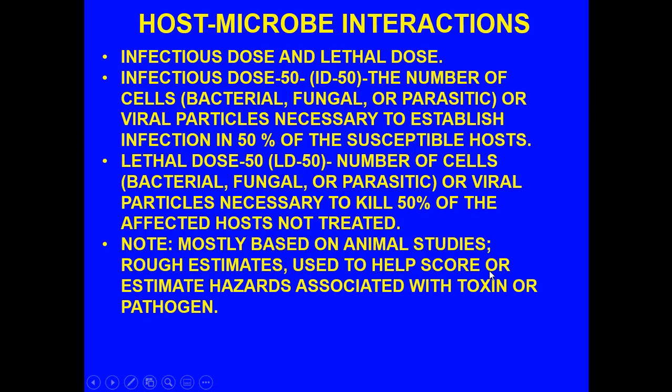Now, a couple of terms you do need to know. Infectious dose 50. That's also known as ID 50. This is the number of cells, whether we're talking bacterial, fungal, parasitic, or viral particles, necessary to establish infection in 50% of the susceptible hosts. Some pathogens have a very low ID 50, meaning it's only a few cells once they get inside the susceptible host and they can start an infection.